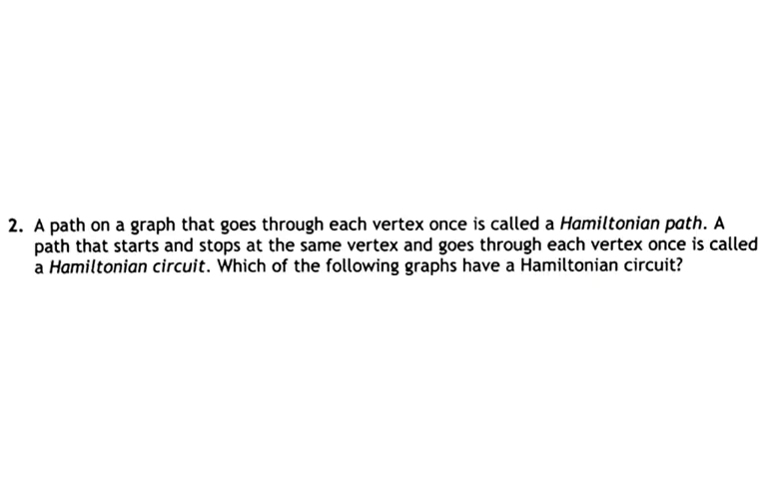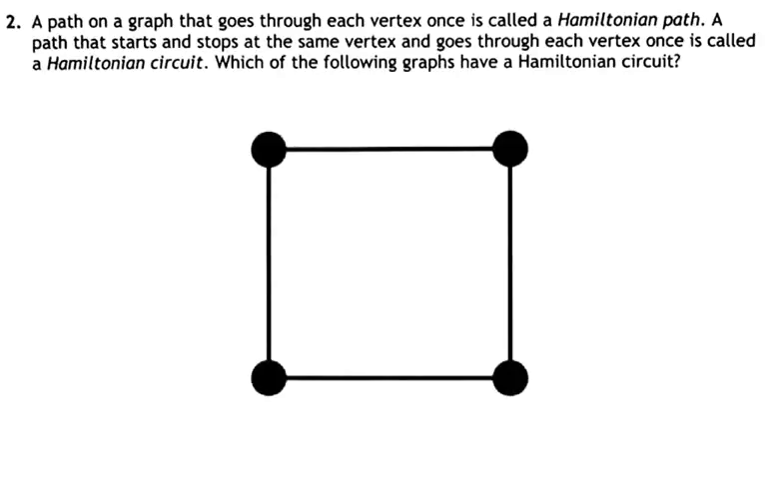So which of the following graphs have a Hamiltonian circuit? So again, we need to begin and end at the same vertex. If we begin at that vertex, we can go around this square, and we end at this vertex. So this one is a Hamiltonian circuit.